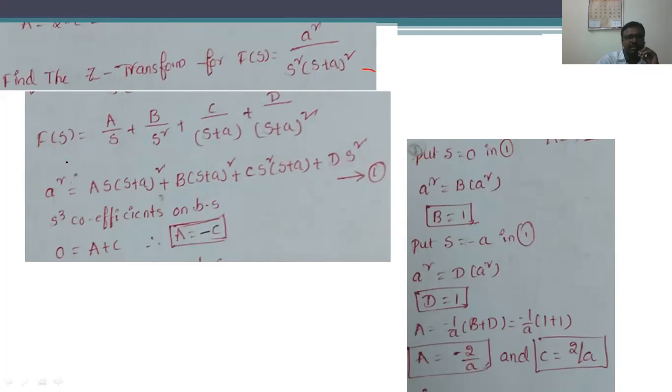So applying the partial fraction method for f of s, we are going to get A divided by s plus B divided by s square plus C divided by s plus a plus D divided by (s plus a) whole square. Equating the equation and comparing s cube terms on both sides, we are going to get a relation that capital A is equal to minus C. After that, let's substitute the value of s is equal to 0 in this particular equation. We are going to get a square is equal to B into a square.